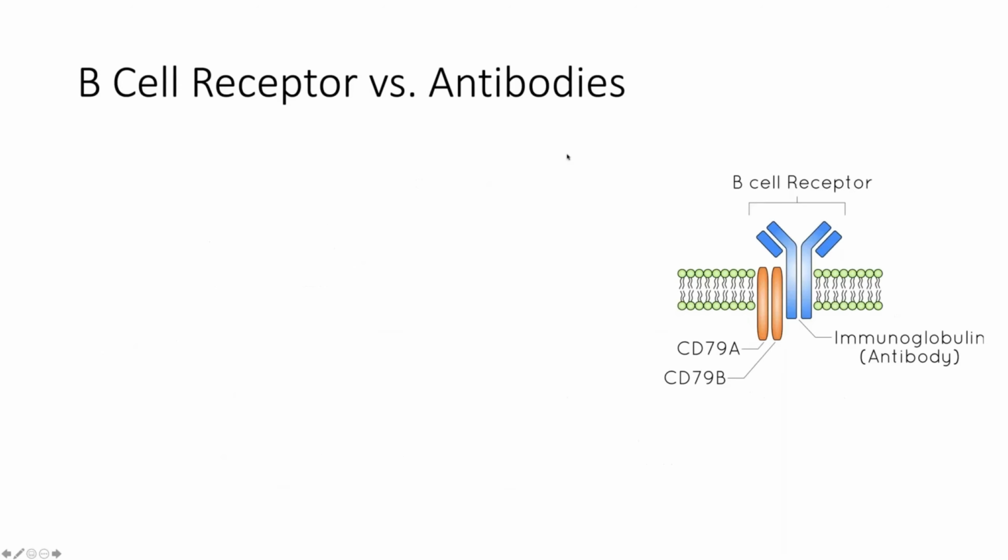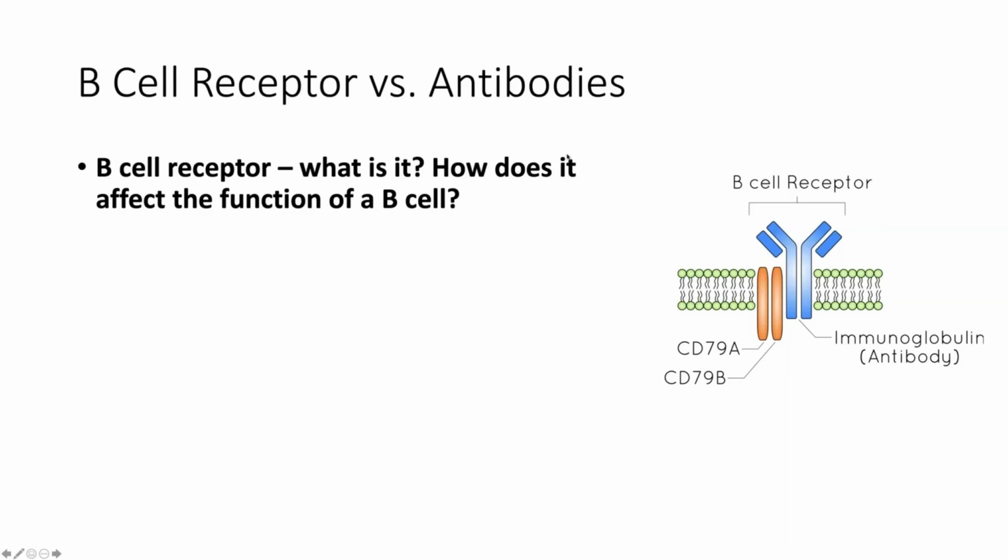So let's start with Gianna. Gianna, what is the B cell receptor and how does it affect the function of a B cell? What does it become later in the B cell once it's activated? It's an immunoglobulin, also known as an antibody. In a mature B cell, it becomes the antibody because it will be released from the B cell and participate in, what's it called, the type of immunity, adaptive immunity.